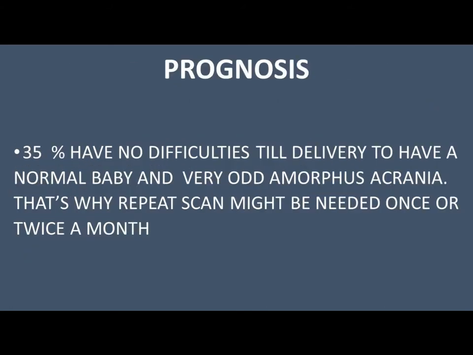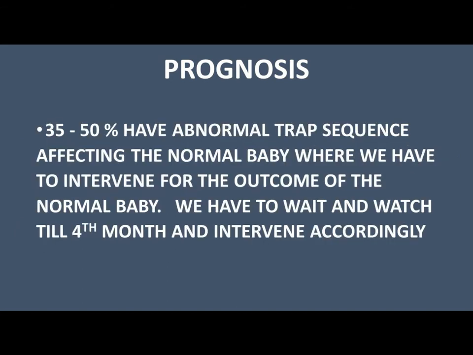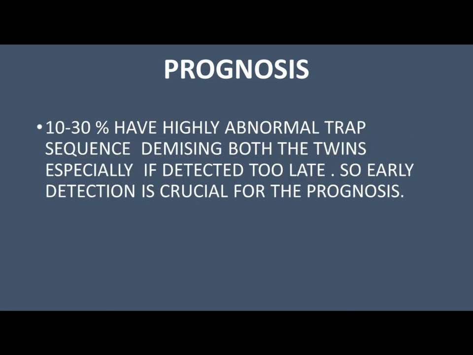Now we will go to the prognosis. 35% have no difficulties till delivery, with a normal baby and a very odd amorphous acardiac twin. That's why a repeat scan might be needed once or twice a month. 35 to 50% have abnormal TRAP sequence affecting the normal baby, where we have to intervene for the outcome of the normal baby. We have to wait and watch till the 4th month and intervene accordingly. 10 to 30% have highly abnormal TRAP sequence demising both the twins, especially if detected too late. So early detection is crucial for the prognosis.